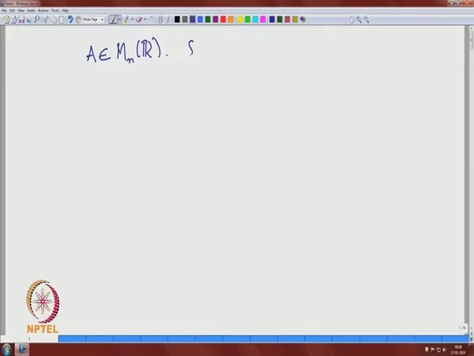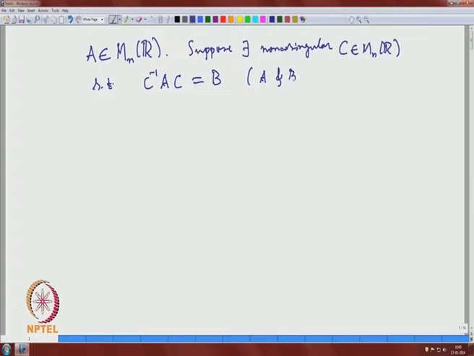So, suppose there exists a non-singular C belonging to M n R such that C inverse A C equals B. Okay. So, we say that A and B are similar.